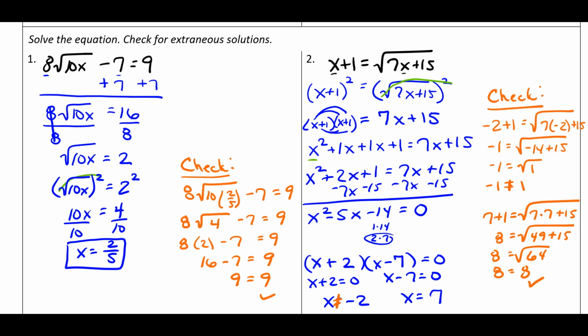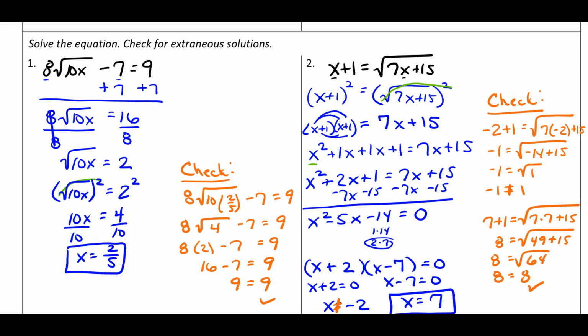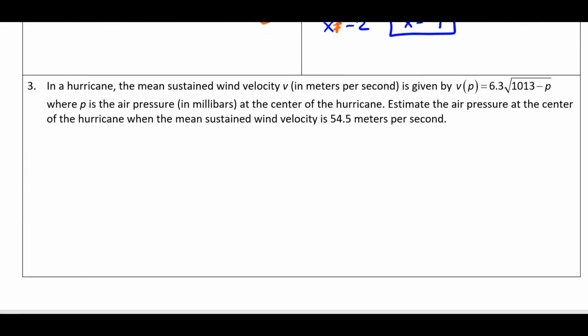So that one works, which means our only solution is x equals 7. X equals -2 is an extraneous solution. Does not work. Okay, so let's look at a word problem.